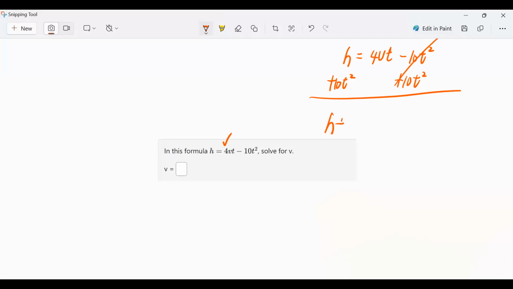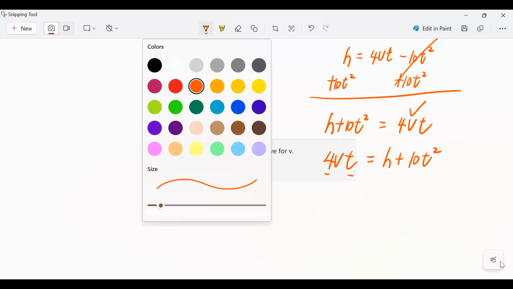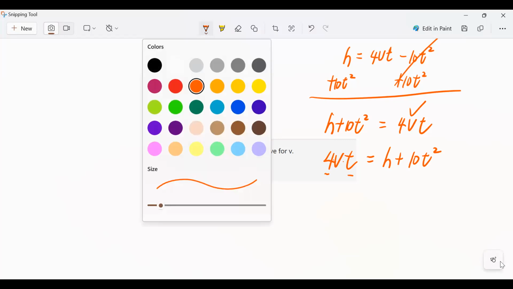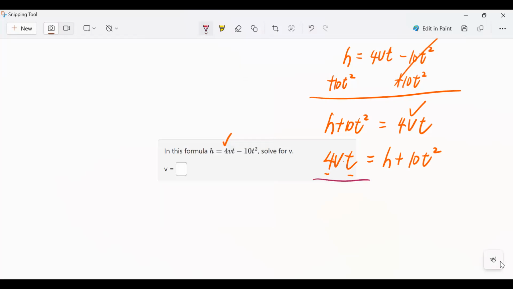On the left, we get h plus 10t squared. On the right is 4vt. Now, you just switch the order, right? Usually, we would write the variable we're looking for first. So 4vt, we can do that using the commutative property. Switch the order, h plus 10t squared. Now, we need to get rid of 4 and t because it's multiplication here. So we're going to do the opposite, right? We divide by these two terms, which is dividing by 4t. So divide by 4t here.